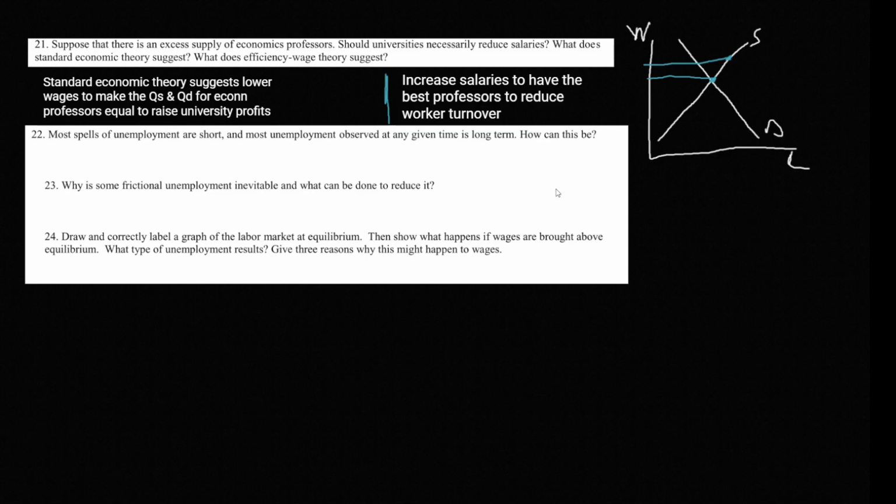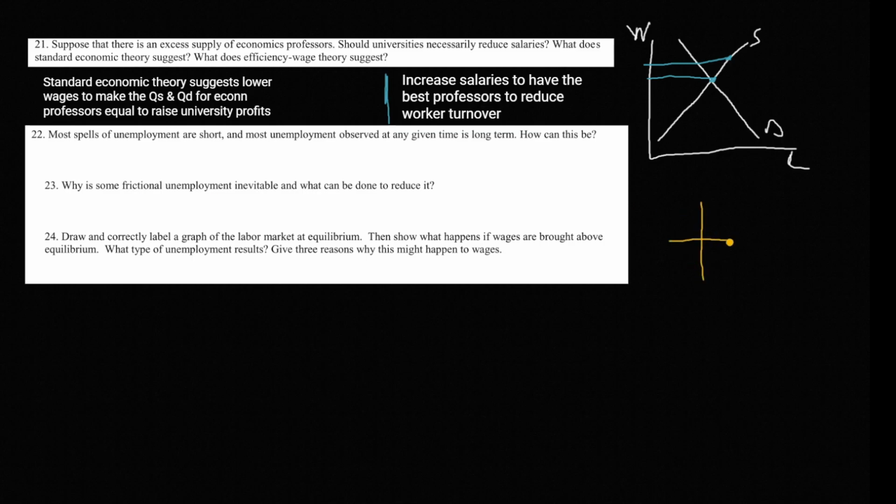Okay, most spells of unemployment are short, and yet most unemployment at any given time is long term. How can this be? So I'm going to explain this as an example, and I can put this into words. So first, imagine you have a town. This is just a very extreme example.